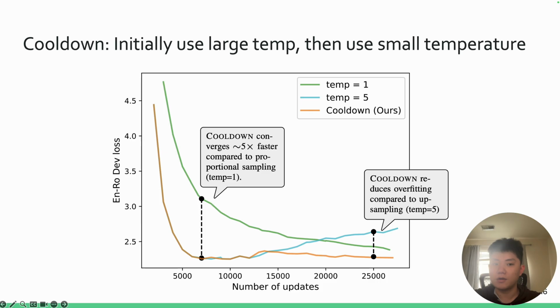What motivates our method is that if we just compare using a static temperature of temperature equals 1, which is the green line, and using a larger temperature of temperature equals 5, which is the blue line, we found that the green line converges slower, whereas the blue line converges faster but is easy to overfit. Our proposed method uses a large temperature at the beginning to enjoy the fast convergence, but uses a lower temperature at the end to prevent the overfitting. Our method achieves the best of both worlds, accelerating the convergence, while also not overfitting the low resource domain.